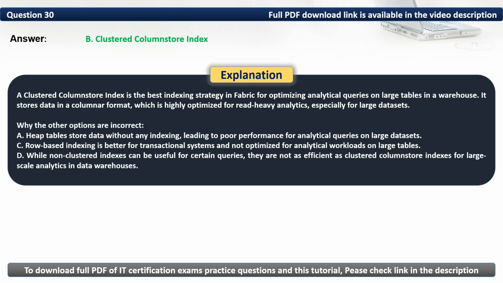Clustered column store index is the best indexing strategy in Fabric for optimizing analytical queries on large tables in a warehouse. It stores data in a columnar format, which is highly optimized for read-heavy analytics, especially for large datasets.